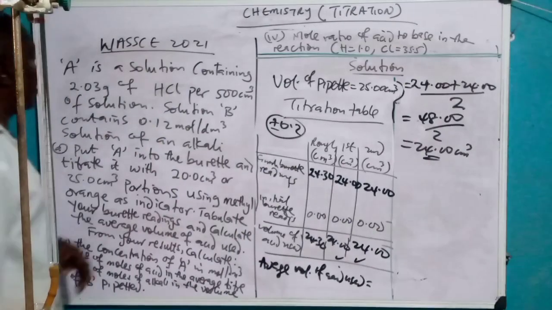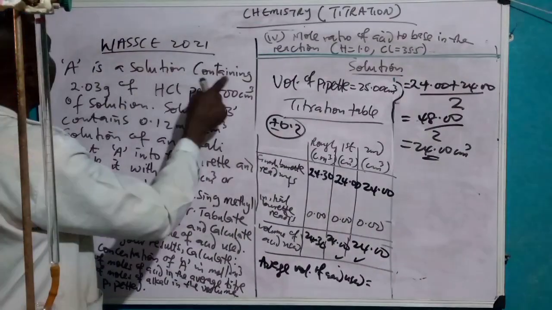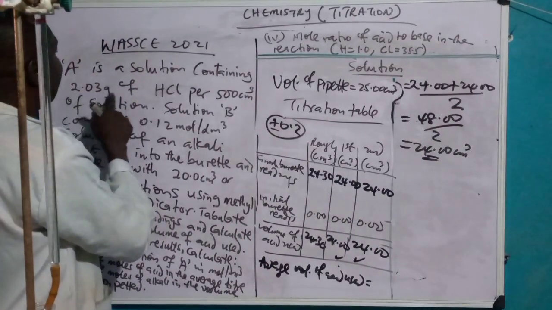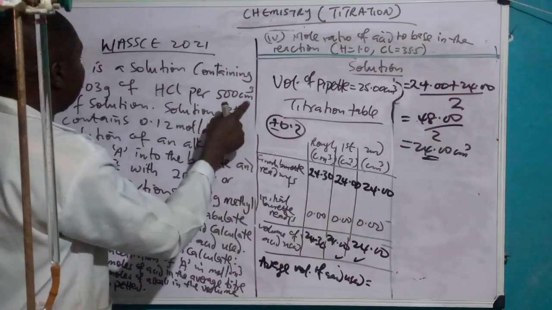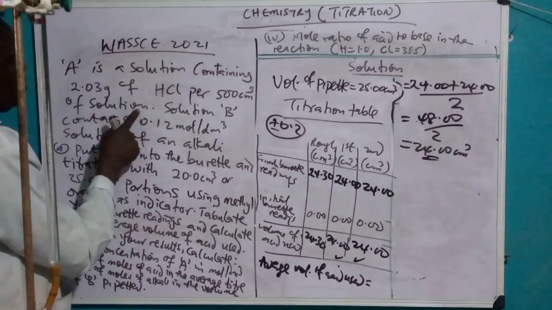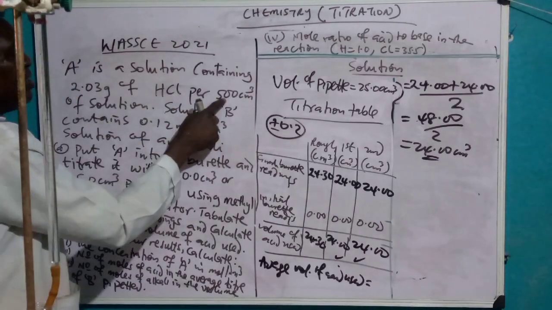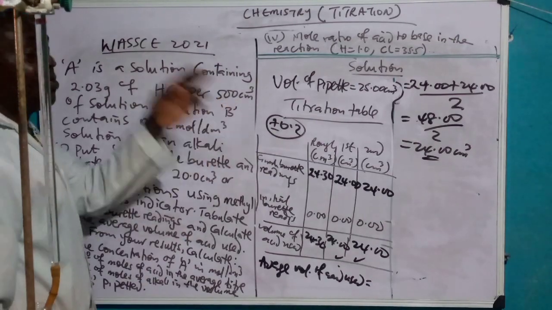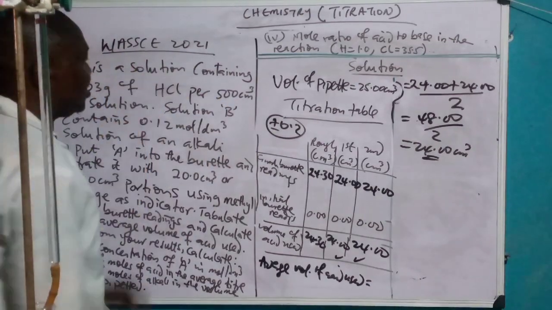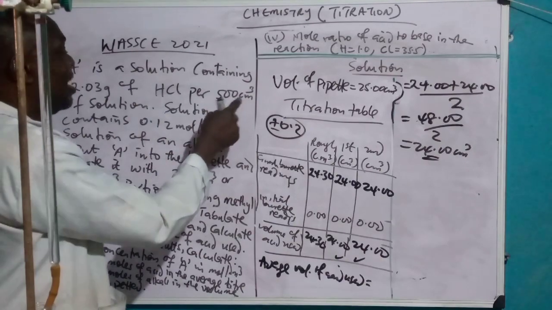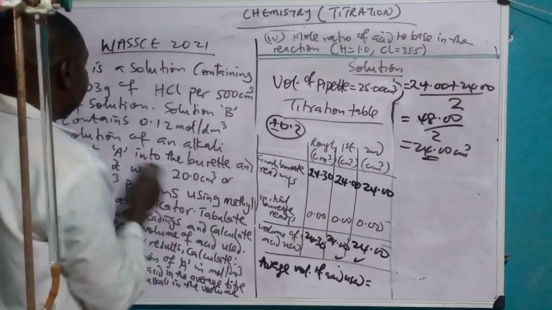Then before you go to the calculation, A is a solution containing 2.03 gram of HCl per 500 cm³ of solution. You see it? When some students see 500 or 250, they know they are already getting 2 marks bonus, because they have to standardize by converting to 1 dm³. 2 marks.